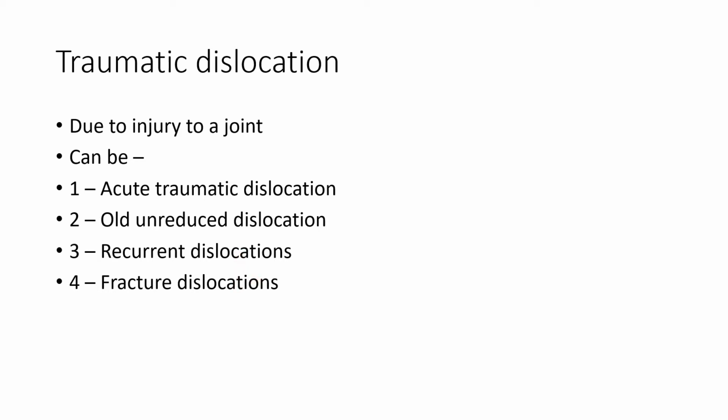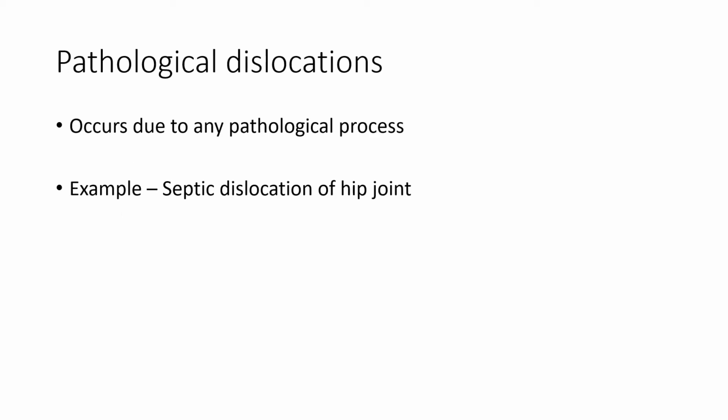Coming to fracture dislocations, it can happen when a dislocation is associated with a fracture of one or both of the articulating bones. It is called a fracture dislocation. A dislocation of the hip, often associated with a fracture of the lip of the acetabulum, is an example. Coming to pathological dislocation, articular surfaces forming a joint may be destroyed by an infective or a neoplastic process, or the ligaments may be damaged due to some disease. This results in dislocation or subluxation of the joint without any trauma. An example can be dislocation of the hip in septic arthritis.